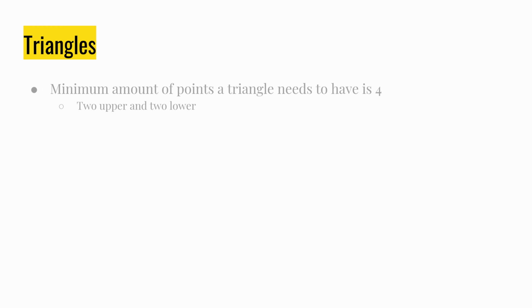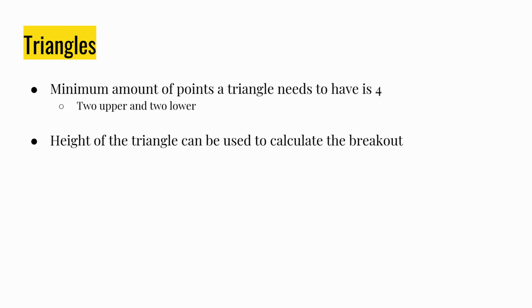Finally, correction waves can look like triangles. Let's remind ourselves what triangles are, as this is more complex than the previous 2 patterns. Remember that a minimum of 4 points is needed to form a triangle, as you need 2 upper and 2 lower points. Also, the height of the triangle can be used to calculate how big the correction will be. Furthermore, since it's a triangle, we should be able to predict when it breaks out of the triangle, as it usually breaks out 3/4 of the way through the triangle.